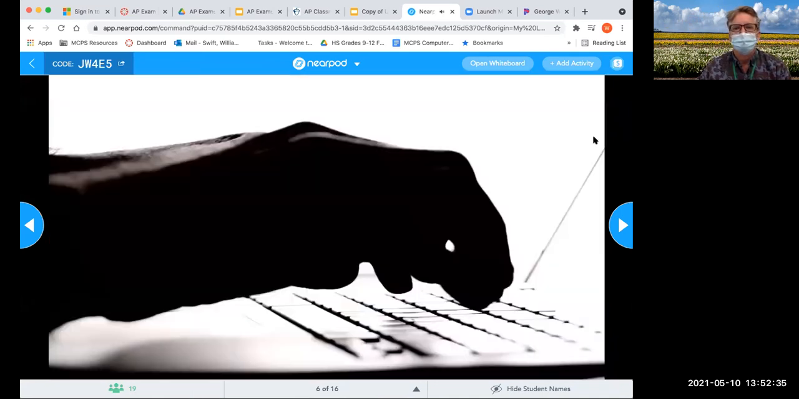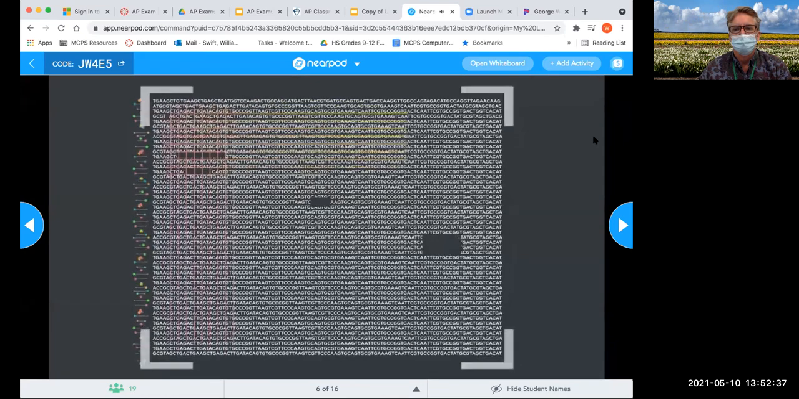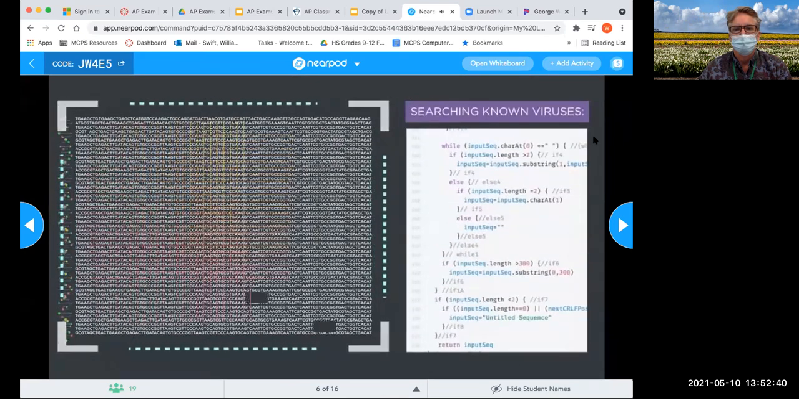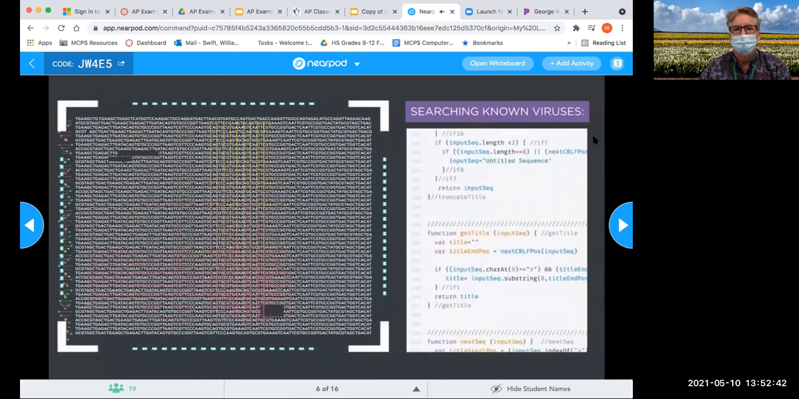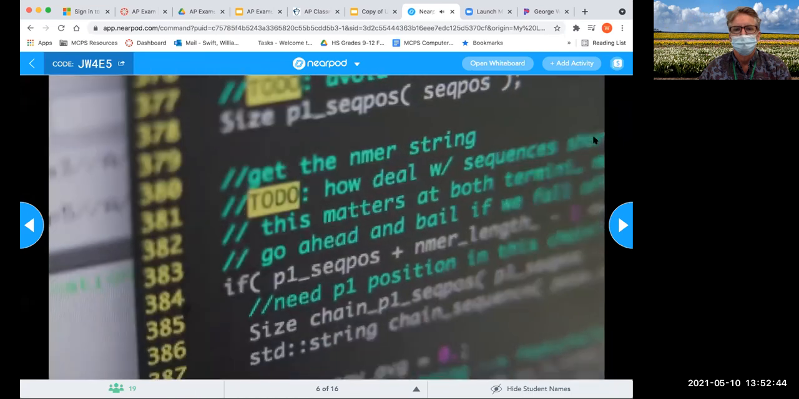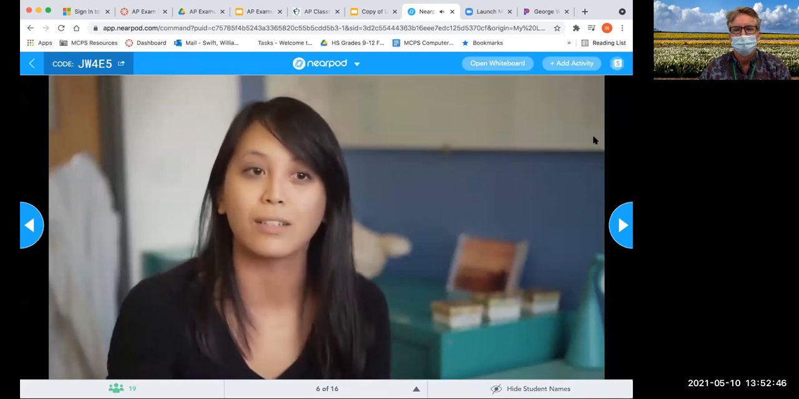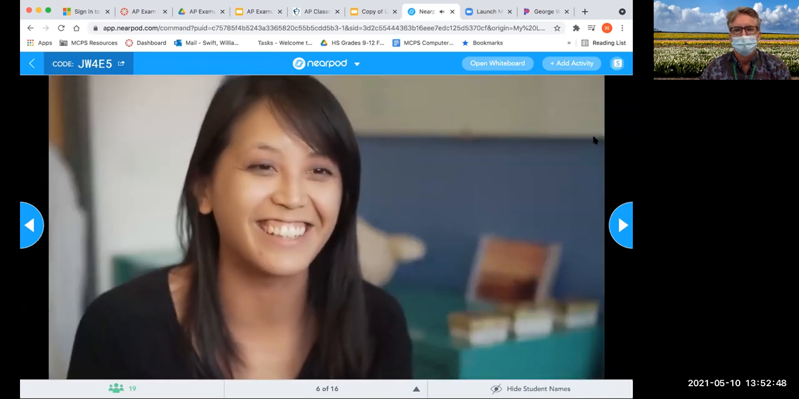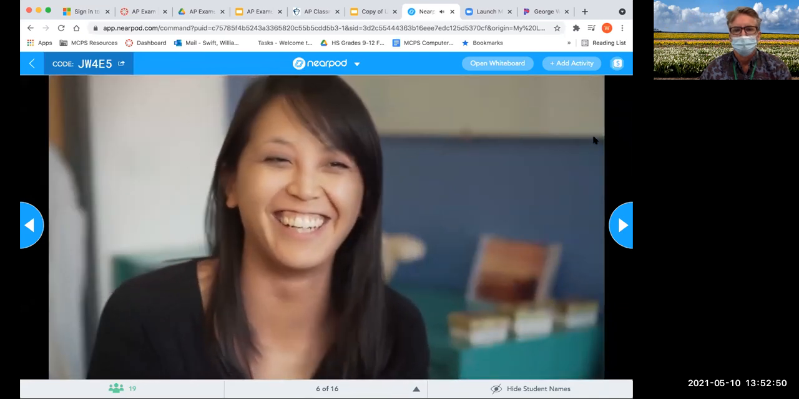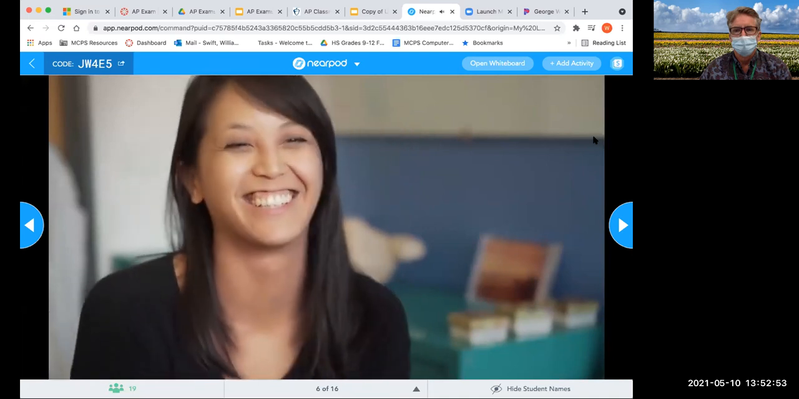So if we're looking for a new virus, for example, we'll download a database of all the viruses that are known, and we'll search for our sequence of interest against a whole database of all viruses. So you still need somebody to analyze the data. The computer is not smart enough yet.